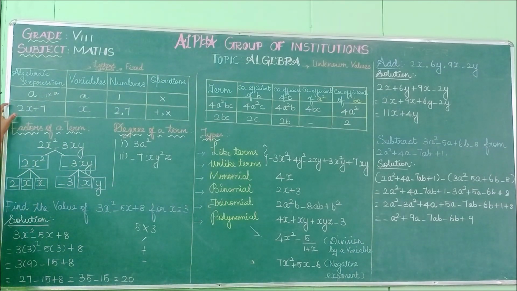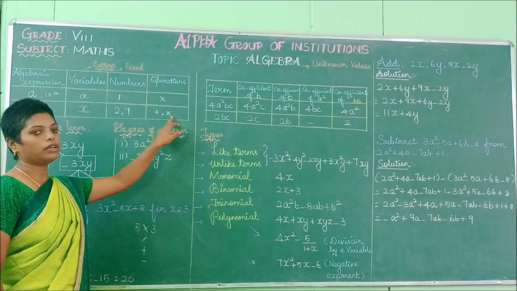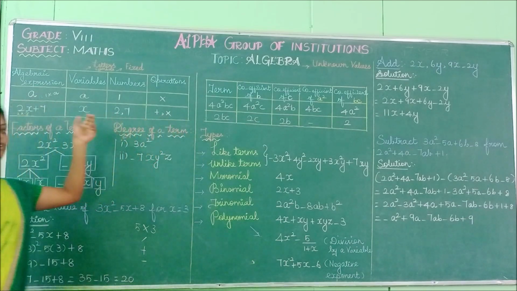So look at the next one. Second example is 2x plus 7. You have to rewrite this for finding the values. So 2x can be written as 2 into x. What is the variable present in this given question? x is the variable. The numbers 2 and 7 are present here. The operations are multiplication and addition, two operations present here. So write plus, comma, multiplication symbol. Now you are clear with this.